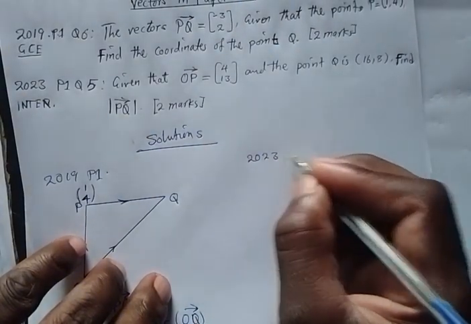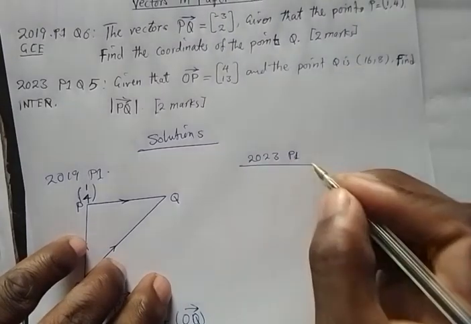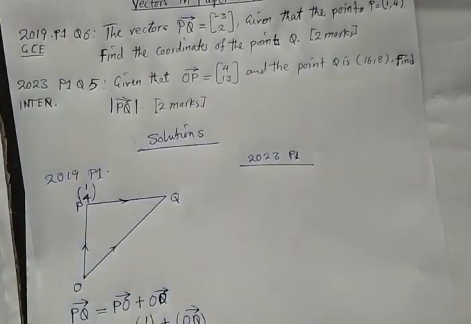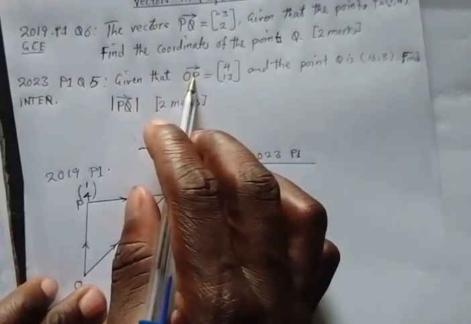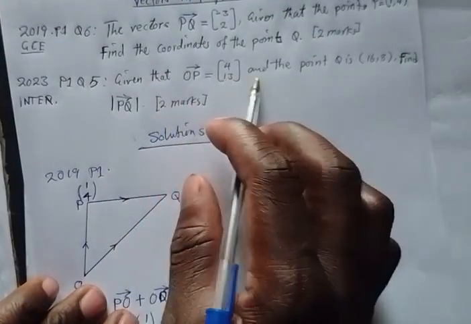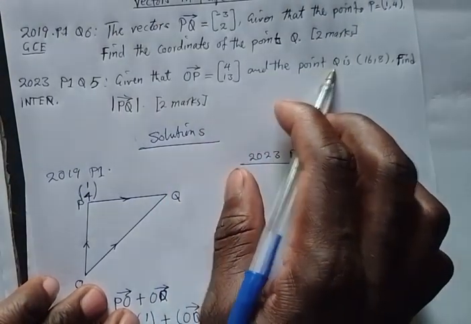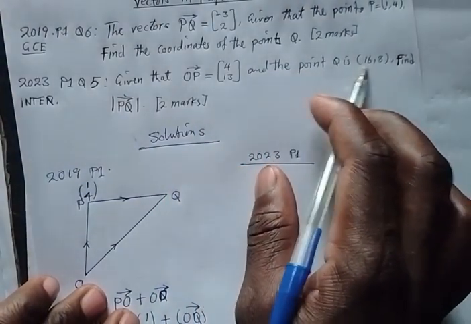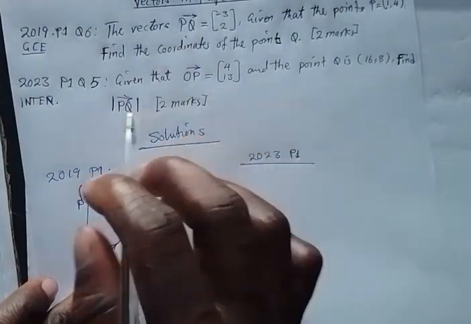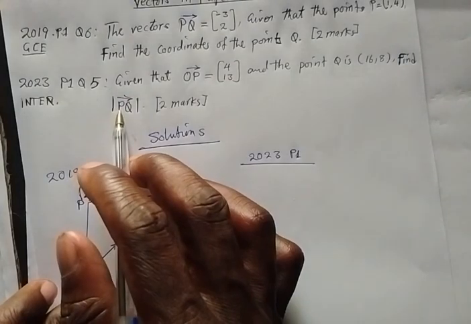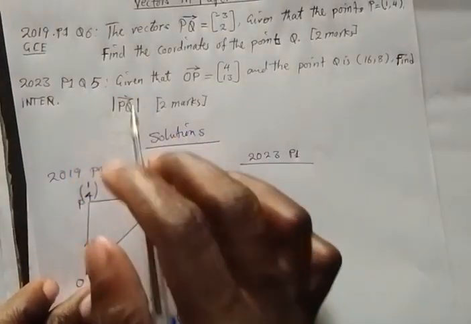2023 paper 1. So 2023 paper 1, the question reads, given that OP is equal to (4, 13), and the point Q is (16, 8), then find the magnitude of vector PQ, 2 marks.